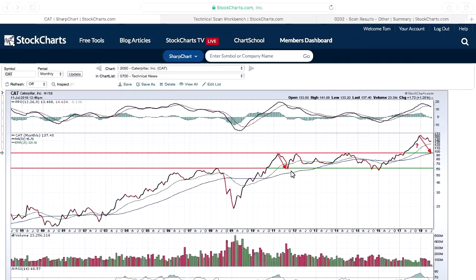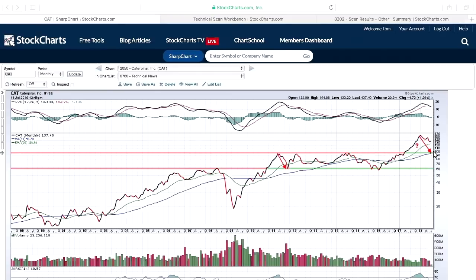Correct. And notice what happened afterwards. We ended up coming back down and testing the area of the breakout. I mean, this is just technical analysis 101, where your prior resistance becomes support. Right. And Caterpillar traded in this range for a number of years. And recently, we had another one of those 6 to 9 month run-ups on a breakout.